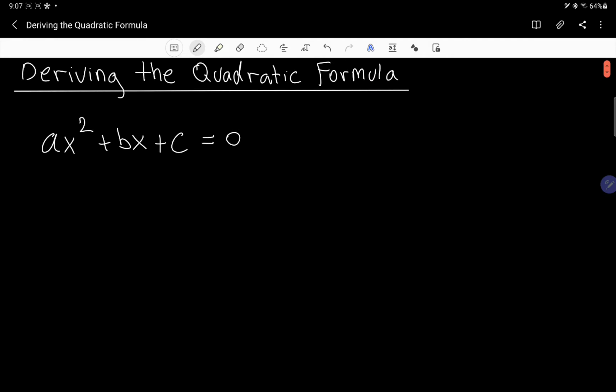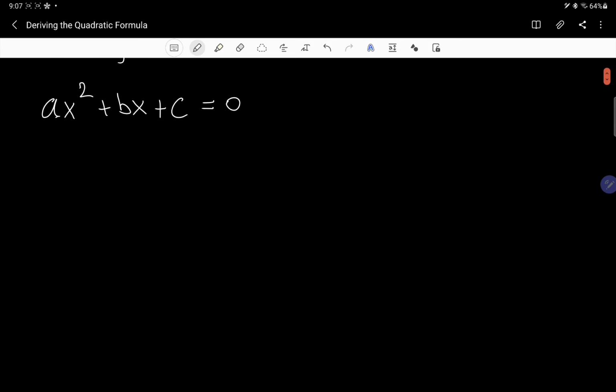So first step is to divide every term by a, which creates a 1 in front of the x squared, which is just easier to deal with. So dividing each term by a is x squared plus b over a x plus c over a is equal to 0.